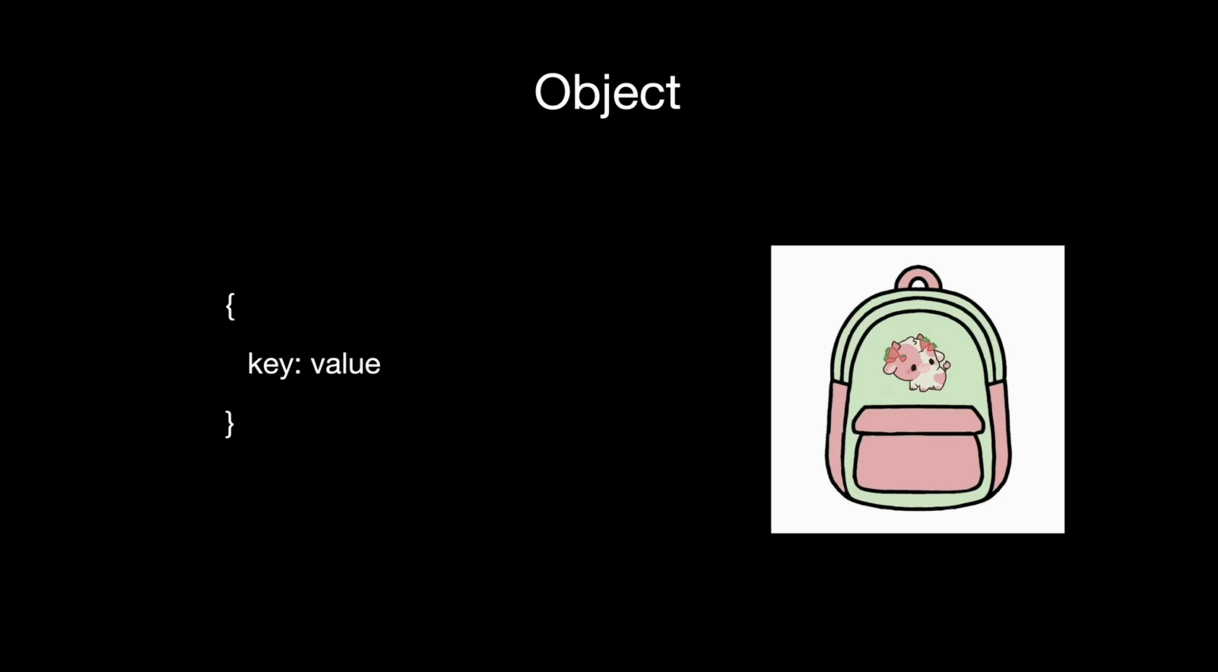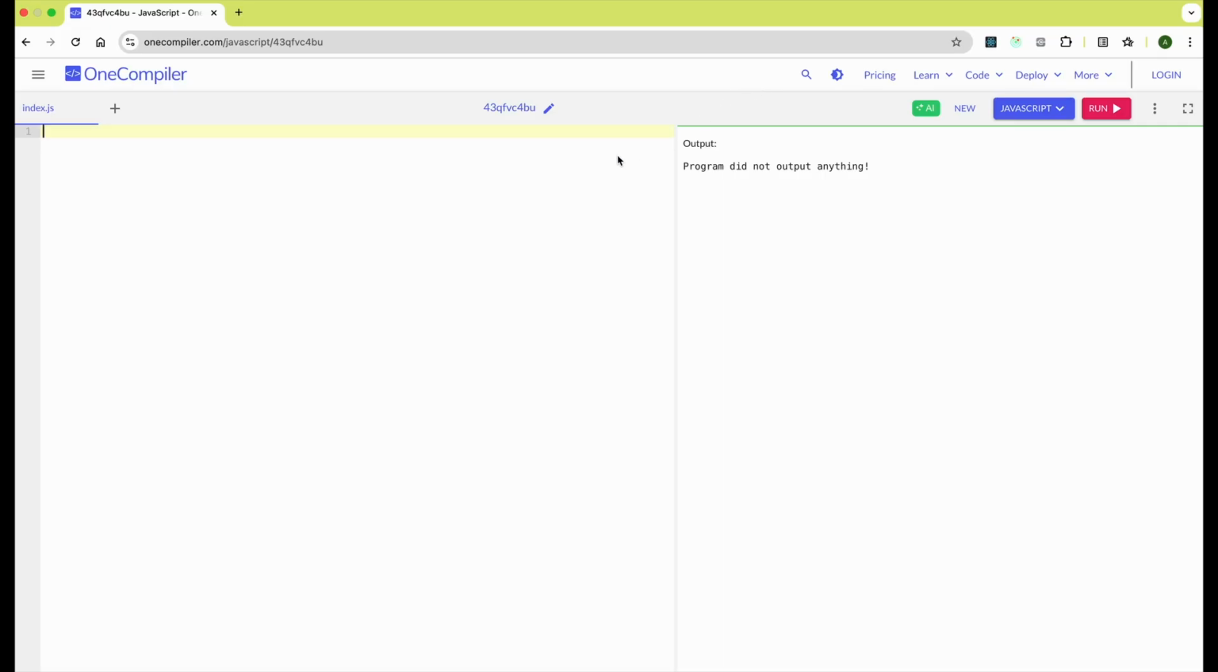So let's see how we define an object. Let's define a backpack as an object. So this is how we define an object. Now let's see the type of it. Type of backpack is an object.